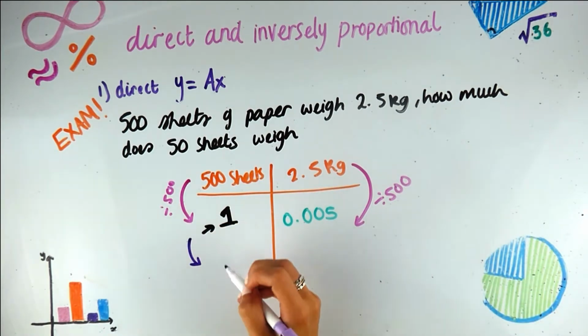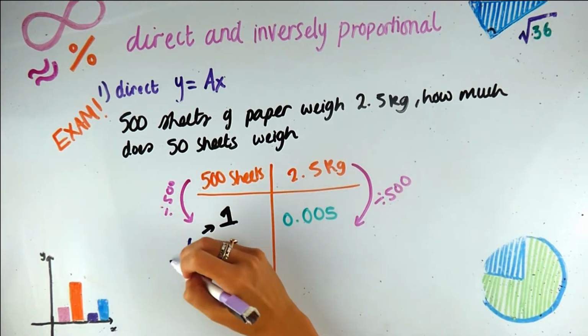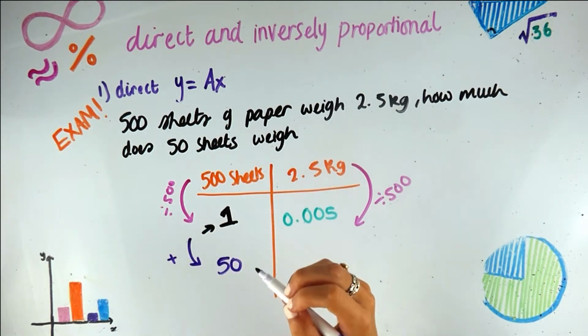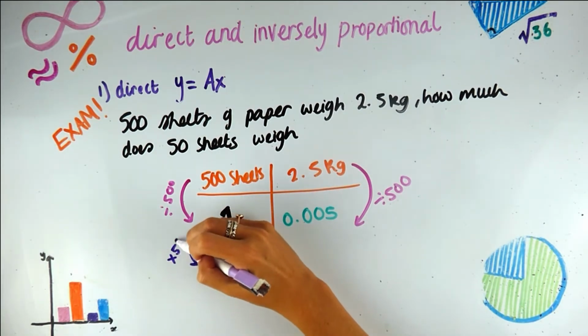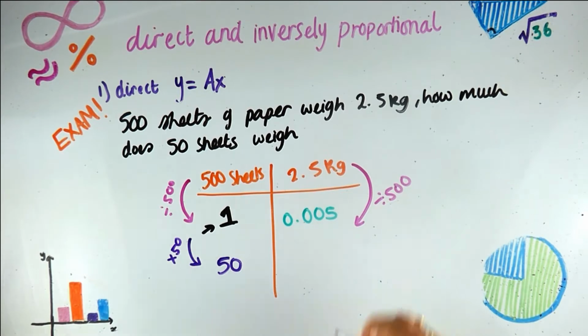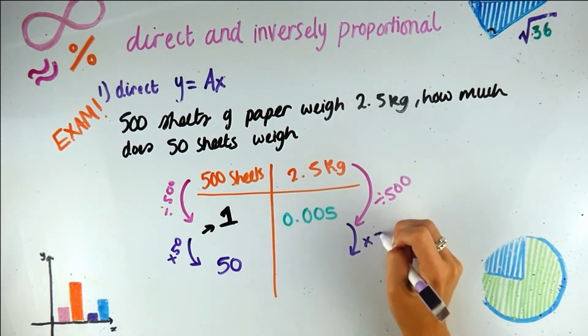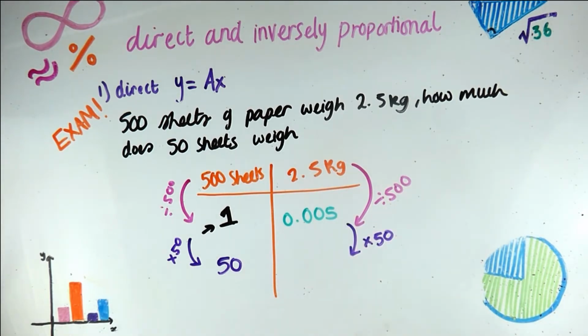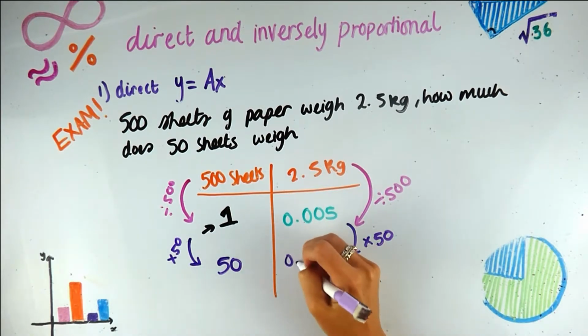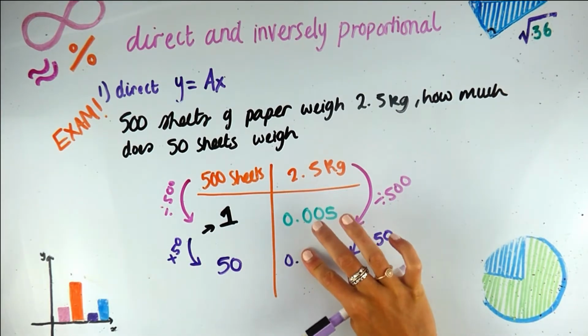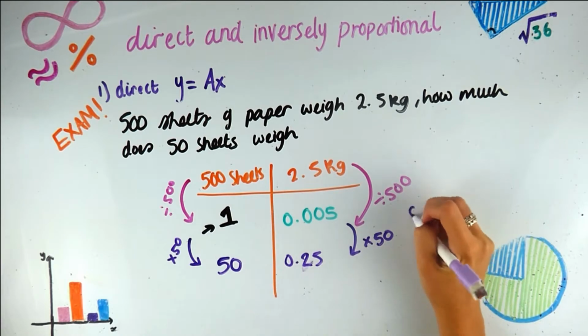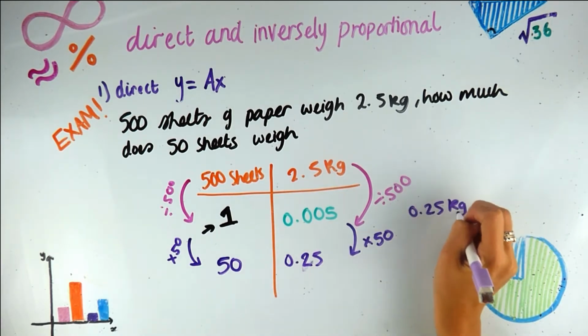So I actually want 50 in here. So what have I done to the 1? I've multiplied by 50. So I do that on this side, and I multiply by 50, and that should give me an answer of 0.25, so you know it weighs 0.25 kilograms.